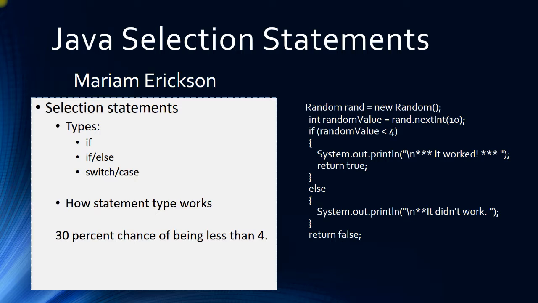In this case, the user will input a number between 1 and 10, and the number they input will determine which statement is printed, whether it's an it worked statement or an it didn't work. If a 1, 2, or 3 is entered, that statement will say it worked. And if it's anything from a 4 to a 10, then it will output it didn't work.